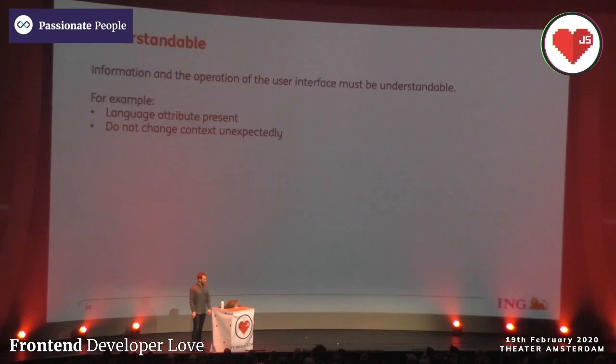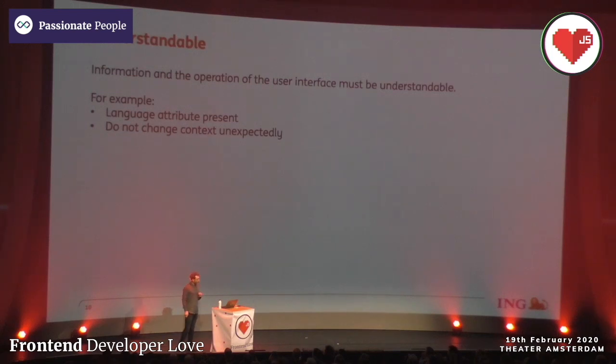And then we have understandable. Information and the operation of user interface must be understandable. An example is a language attribute that should be present on your HTML element. But also, if you have, for instance, a span with content of a different language, then there you should also put that language attribute on there, telling the user that it is a different language.